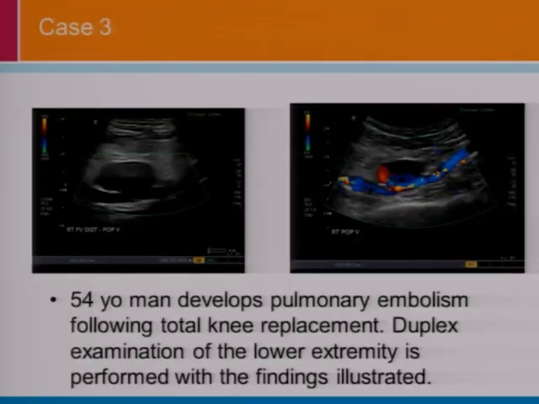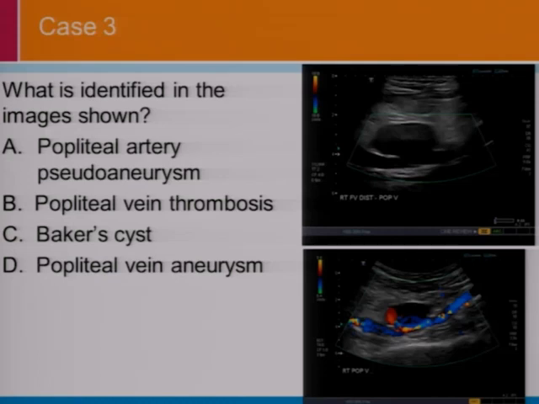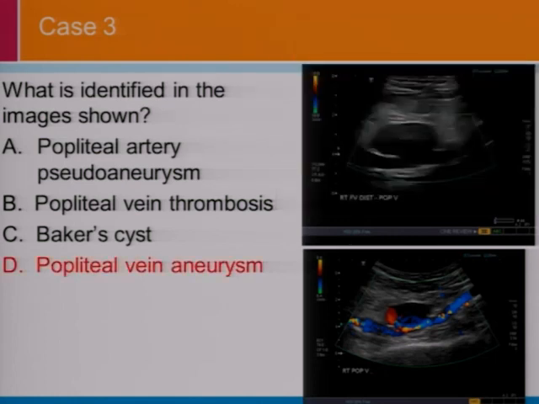Case number 3, a 54-year-old man who develops pulmonary embolism following his total knee replacement. This is what we found on duplex ultrasound. So what is identified on these images? Is this a popliteal artery pseudoaneurysm, popliteal vein thrombus, a Baker's cyst, or a popliteal vein aneurysm? Oh, good. So about half of you got this correct. All right. So this is a popliteal vein aneurysm.